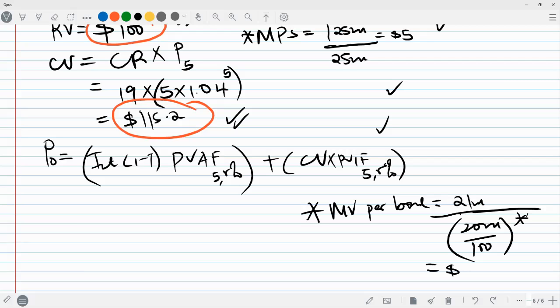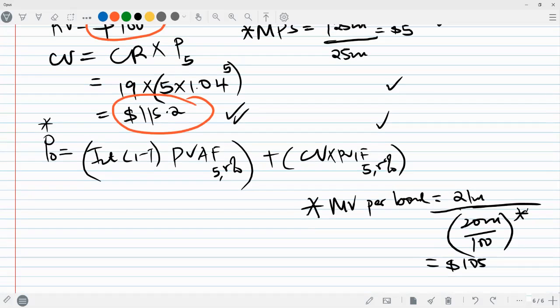What's the market value per bond? Yes, 105. You get $105. Therefore the market value P naught is 105. The current market value of the bond is 105.